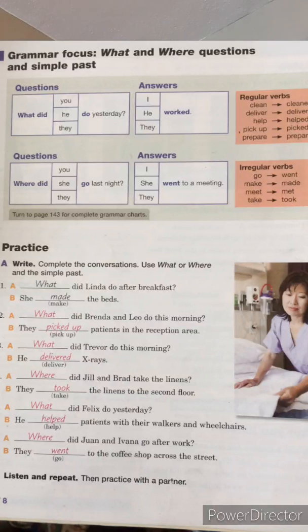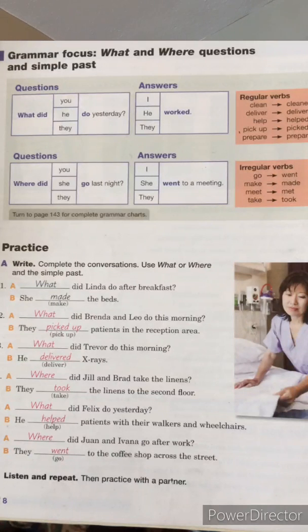We know that the word is what because the question says, did Linda do? And we use what to ask about actions. So the correct answer is what. What did Linda do after breakfast? The answer will be in the simple past. She made the beds. The verb given is make, which is a present tense verb. The past tense of make is made. So the correct answer is she made the beds.